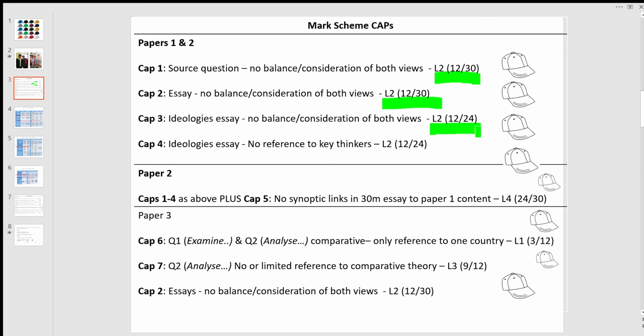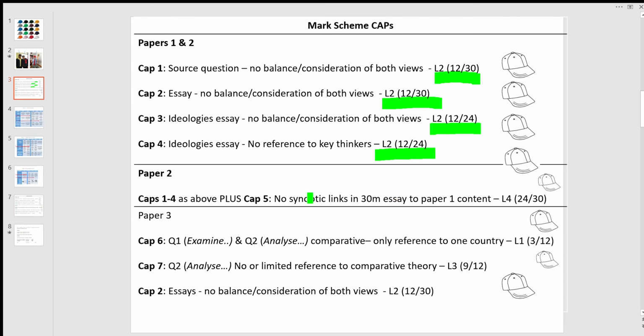And in the ideologies essay, each ideology has 5 named key thinkers, and you have to refer or bring in at least 2 key thinkers in your essay. No matter how brilliant your essay is, if you don't bring in your 2 key thinkers, you're going to get capped at level 2 as well. And obviously that's a cap, so it could be less than that depending on how good your essay is. So less than half marks for all those ones.